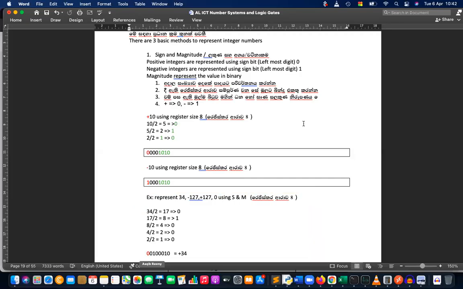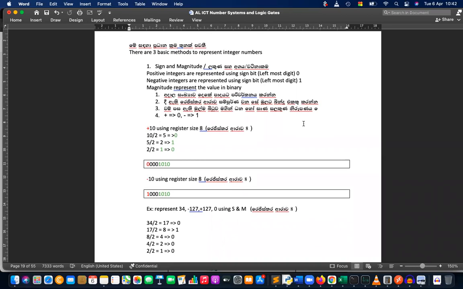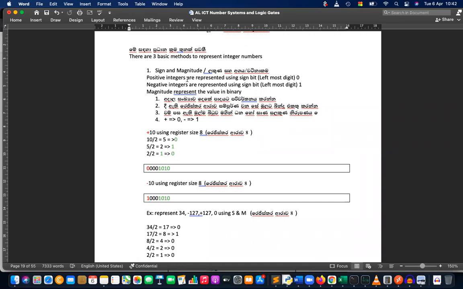If it's positive, the bit is zero, and if it's negative, it's one. So for positive integers, the leftmost digit will be zero. For the negative, the leftmost digit is one. That's how we maintain the negative or positive sign, because we can't send signs in the wires, no? We don't have a method to send signs in the wires.